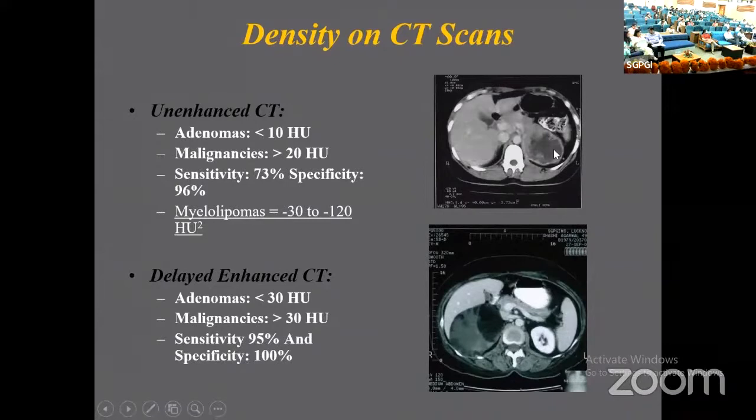Now you can see there's a lesion on the right side top. It's a case of adrenal cortical carcinoma, which had an unenhanced CT value more than 20. Whereas the picture below shows a large myelolipoma, which is around 12 centimeters, but the CT Hounsfield units were minus 40. So it was a diagnosis of myelolipoma.